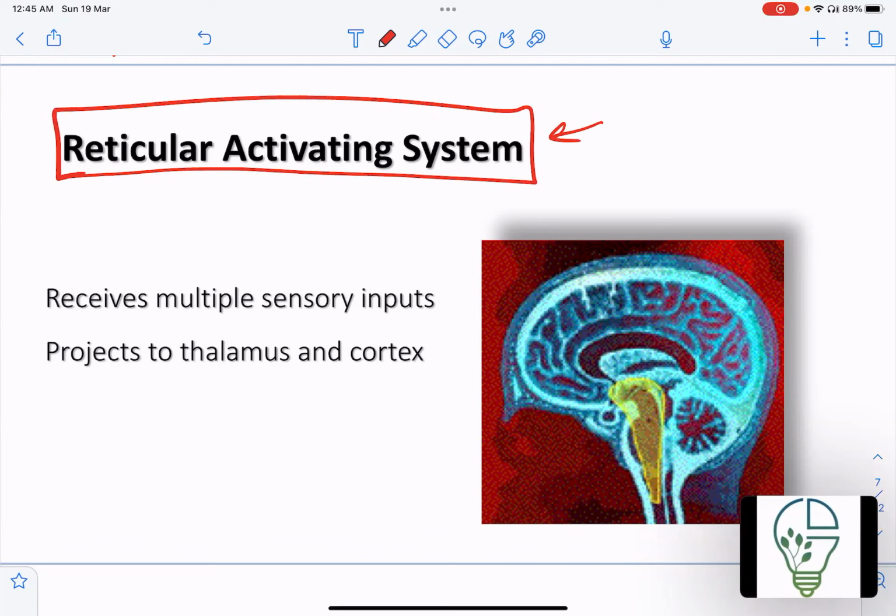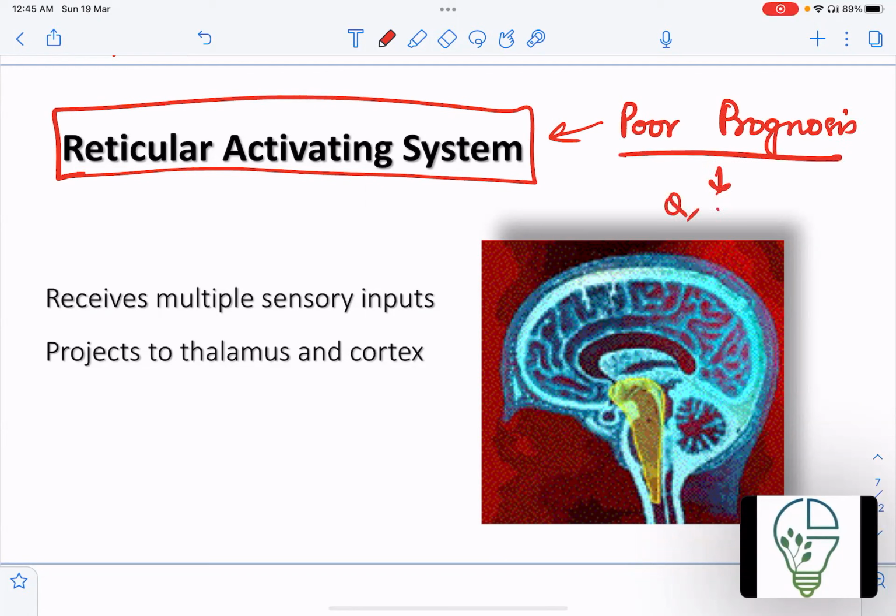The patient is as good as dead, and it actually has a very, very poor prognosis afterwards. Meaning, quality of life, the chances of living, all of that goes really, really down. Okay? What does the RAS do?